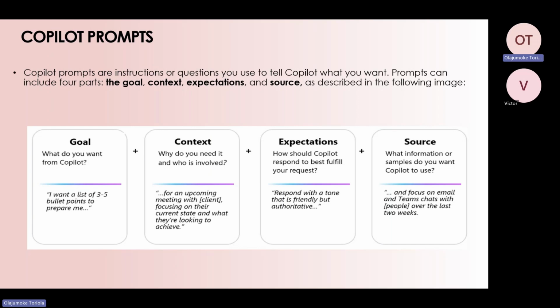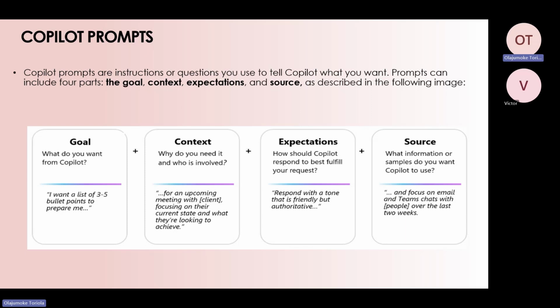And then there is the source, which is what we said refers to the grounding. Where do I want Copilot to check what I want it to give me? Is it in my work account, or the work applications that I have, or do I want it to go to the web, or maybe somewhere else? So you are really specific.